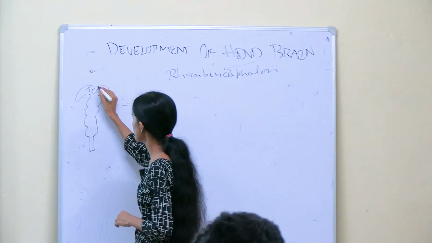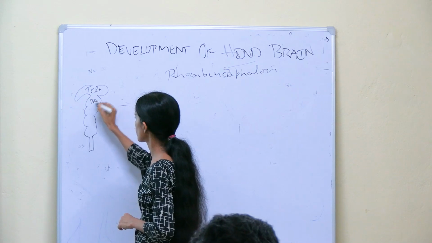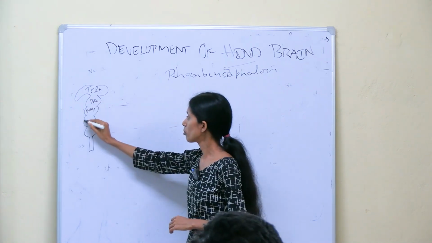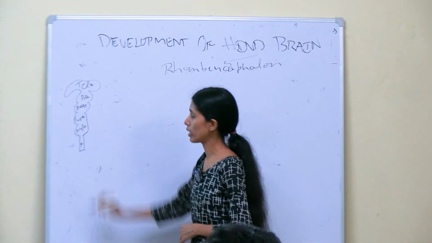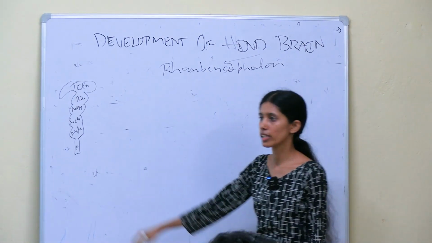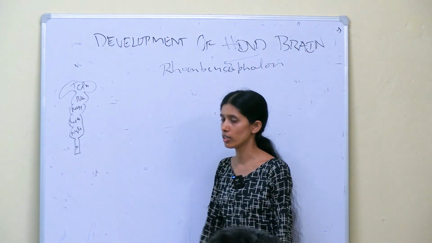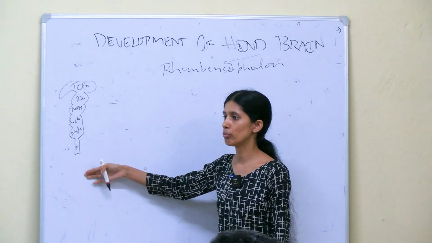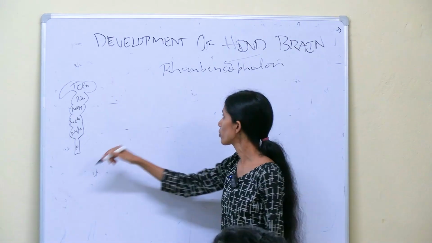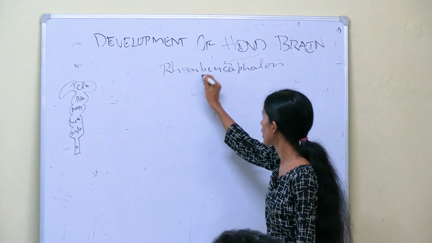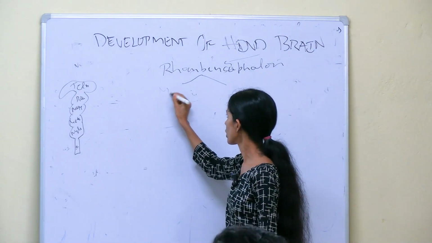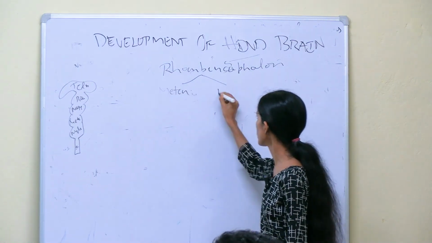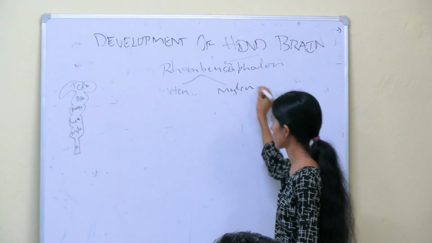So this is the telencephalon, diencephalon, mesencephalon, metencephalon and myelencephalon, followed by spinal cord. We have already seen the development of spinal cord, so we will study from the below to the above part, okay? So your rhombencephalon has 2 secondary cephalons. The first one is metencephalon and another one is myelencephalon.